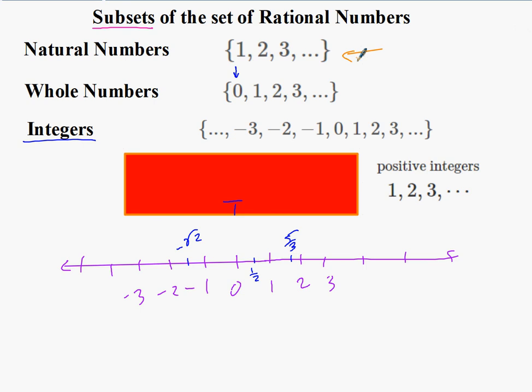Like if I were to say, for example, the number 3, what's the smallest set that the number 3 is included in? Well, it's included in rational numbers, but we can get smaller, right? It's an integer, but we can even get smaller than that. It's a whole number, but even smaller than that, it's a natural number. So 3, the smallest set that it belongs to is the set of natural numbers. Okay?